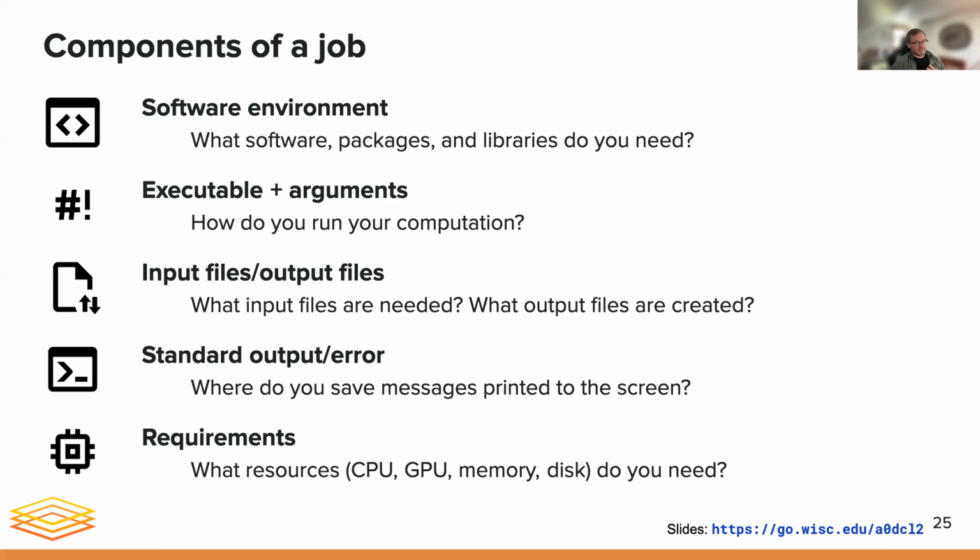There's the standard out and the standard error. If you're running a script on your laptop, these are the messages that are getting printed to your screen as you go. So where do we actually want to save those? Because those can be very, very useful in monitoring and keeping an eye on your job. And then there are the actual resource requirements. So how many CPUs, how much memory, how much disk, and what is our actual GPU requirement for the task?